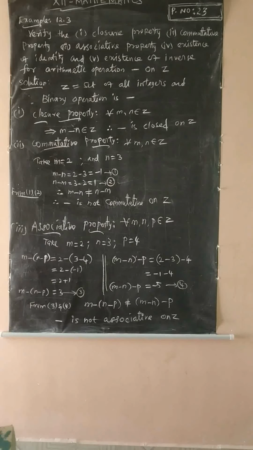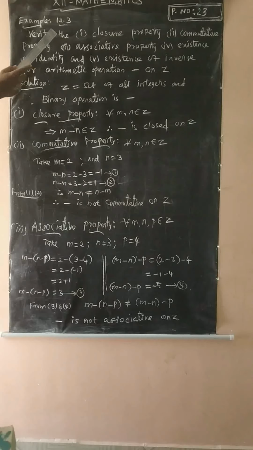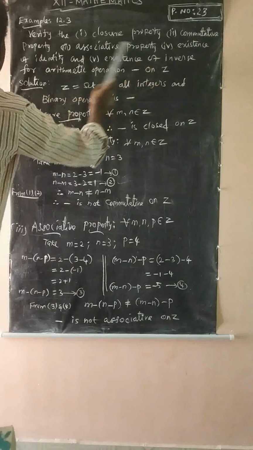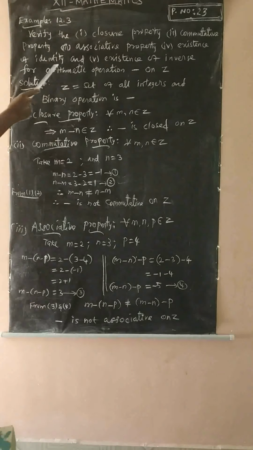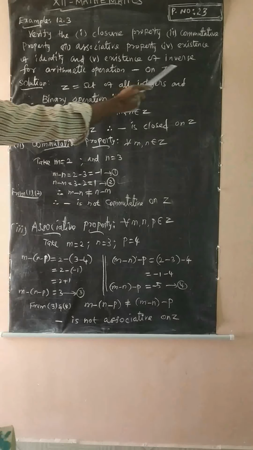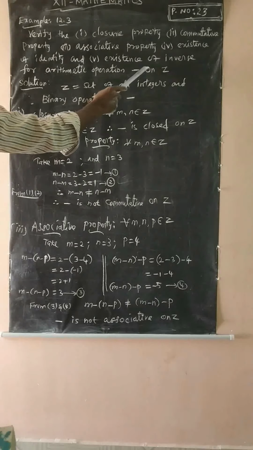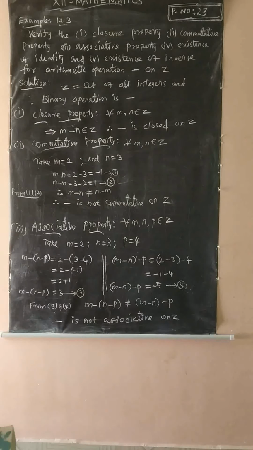12th standard mathematics. Now see example 12.3, 12th chapter discrete mathematics. Verify the first one closure property, second one commutative property, third one associative property, fourth one existence of identity, and the fifth one existence of inverse for arithmetic operation. Subtraction minus on set of all integers is a solution.